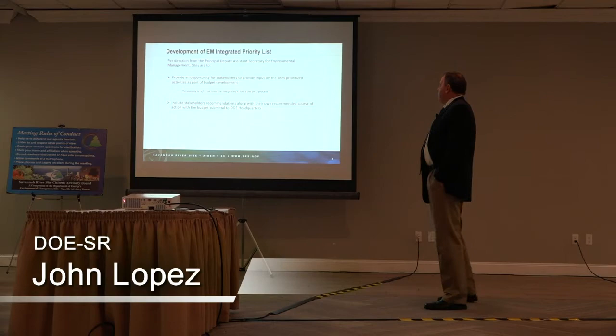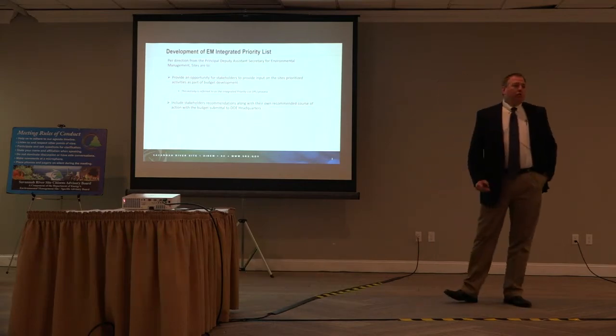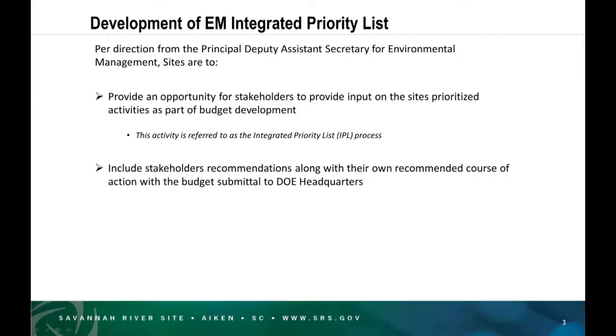DOE, Principal Deputy Secretary Environmental Management, also requires the site, Jack Craig, to go out to the regulators to request your input when we prepare our budgets. When we submit our budget proposal to headquarters, Jack will also present what he has received from the regulators on what your priorities are for our budget year, and those will be communicated to our senior management, on both the CAB and our regulators, for priorities.